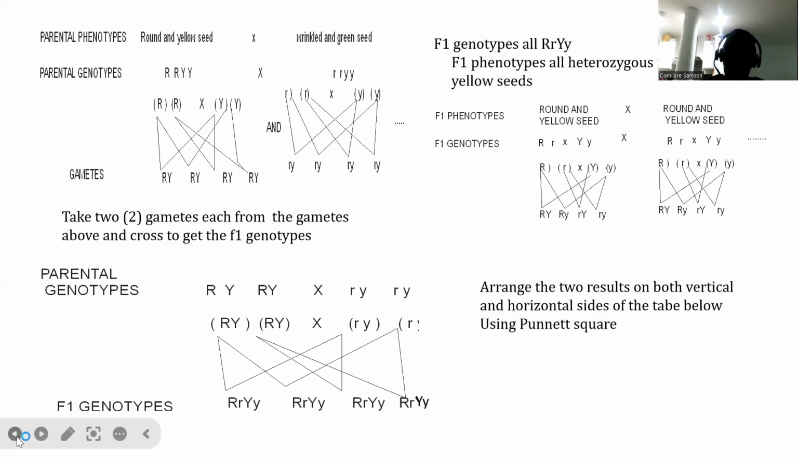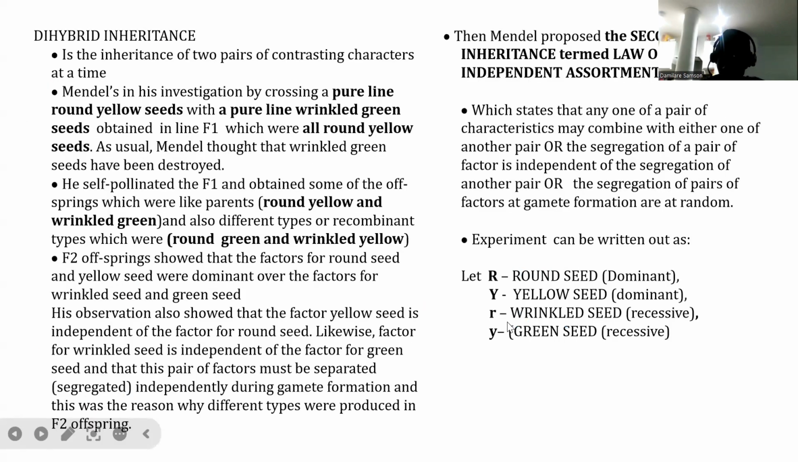I think I've done that in the previous page, and this is just what I'm trying to say. Capital letter R for round seed, capital letter Y for yellow seed, small letter r for wrinkle seed, and small letter y for green seed. And we now decide to explain that the capital R is dominant, the capital Y is dominant, but the small r is recessive, and the green color also is what? Recessive. So that is to tell you the one that is dominating over the other. Always remember, Mendel's law is also called complete dominance. There will always be complete dominance, meaning one will always completely dominate the other.